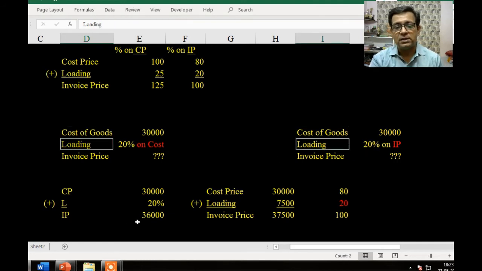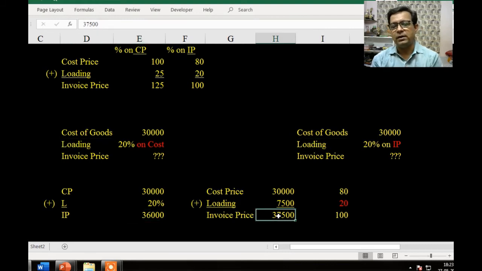But invoice price, in one I am getting 36, in one I am getting 37. Magic? No magic. What is marked in red is important for us to understand. Alright, so these are a couple of questions which I wanted to discuss with you to make you understand loading. Guys, look at the screen carefully, understand this carefully. Quite important from examination point of view.